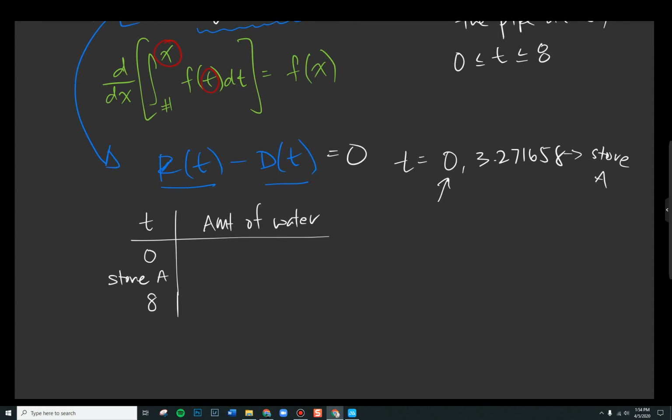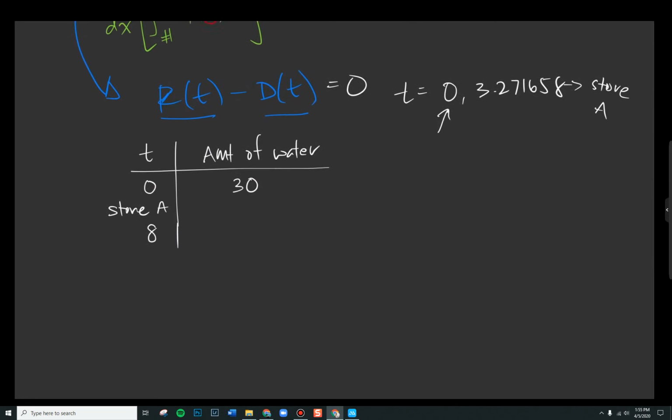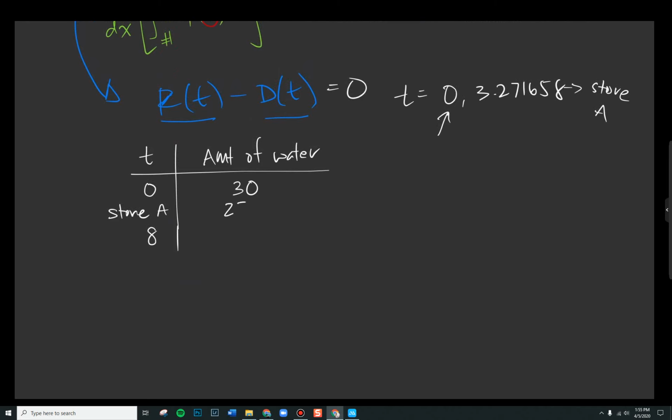Okay, so for the amount of water at 0, well that's just 30. Nothing has happened so far. We've already started with 30. Taking the next value, the 3.2, the one you stored in for A, into this equation here, you should get a value of approximately 27.964561. And then inputting 8 into that equation, you'll get 48.543686.